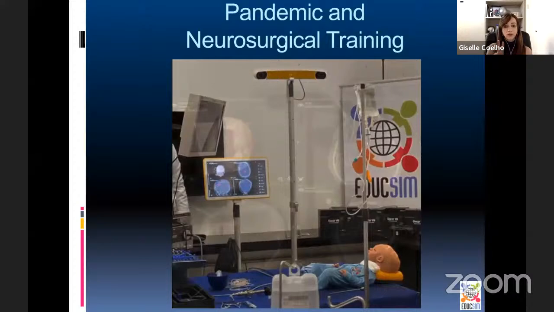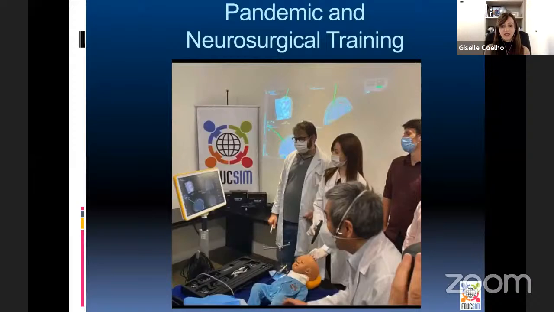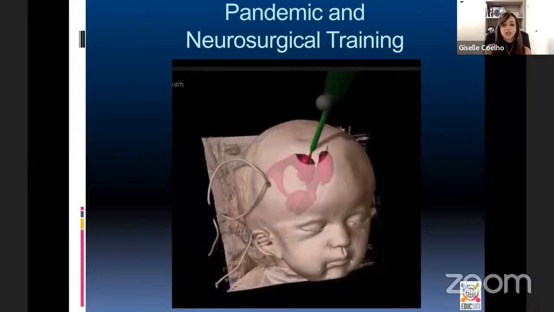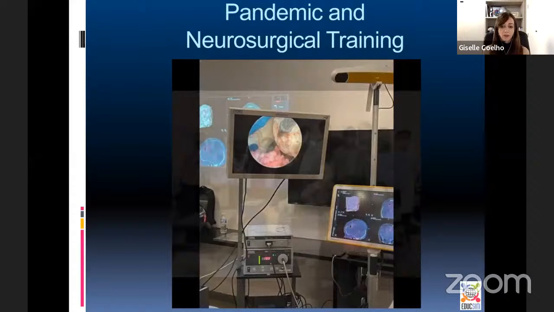In the end of the course, we are able to evaluate these students, and then we can note the reduction of the learning curve. This is really, really interesting. Here we use the neuroendoscope simulator and also the craniosynostosis training.